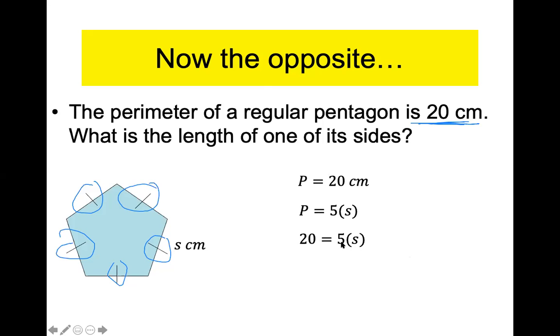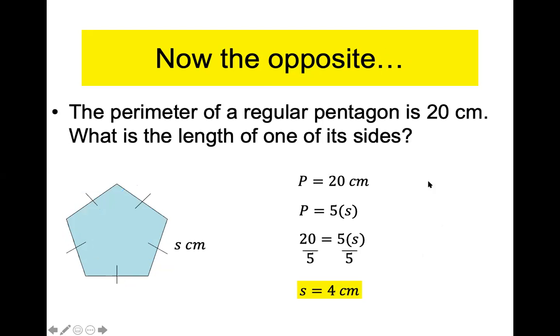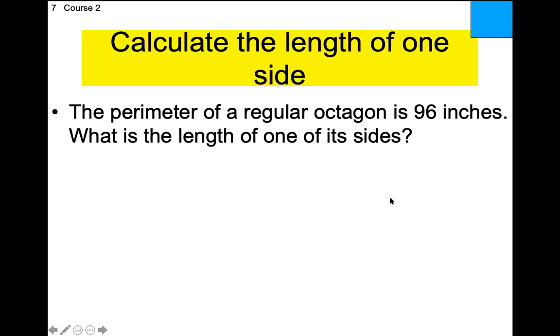So to solve this one, we divide both sides by 5. 20 divided by 5 is 4. So it turns out that the side length is 4 centimeters. Okay? All right, so that's how those are going to be done tonight for homework. They're going to give you a regular something. Simply take the given perimeter and divide it by how many sides you have, and that's how you get to your answer.